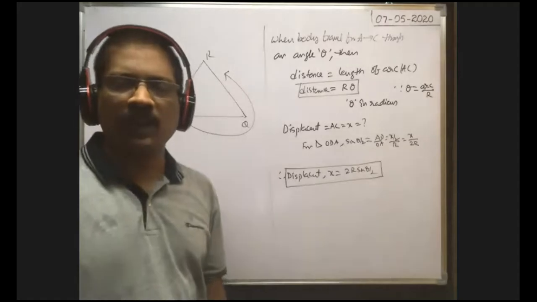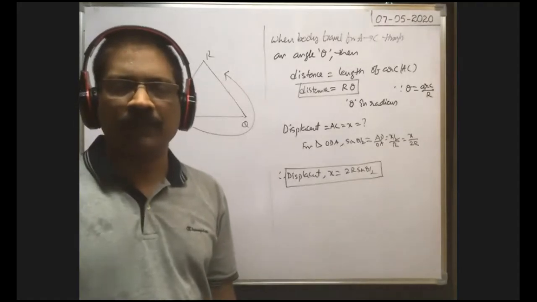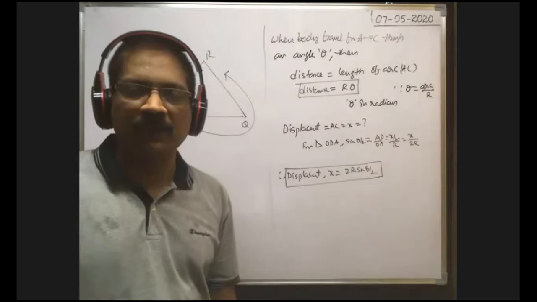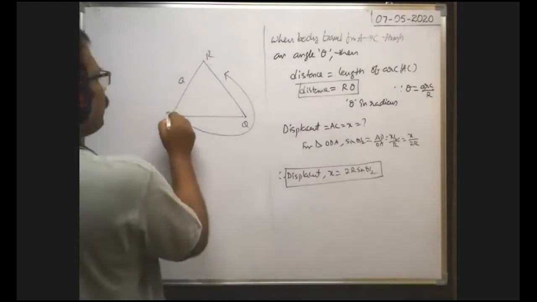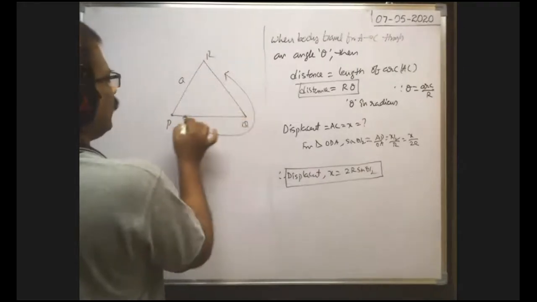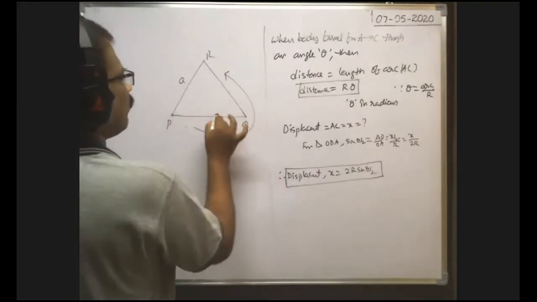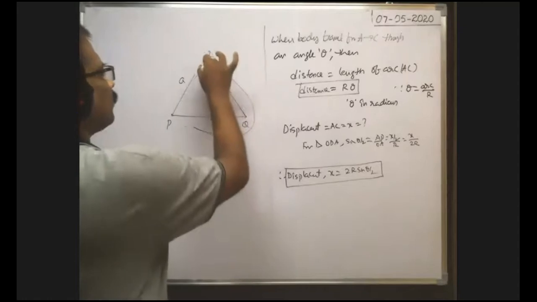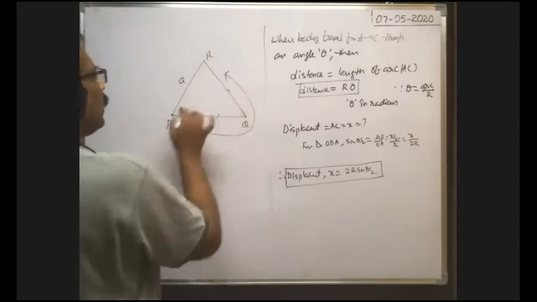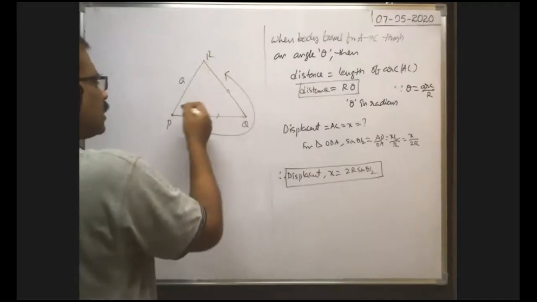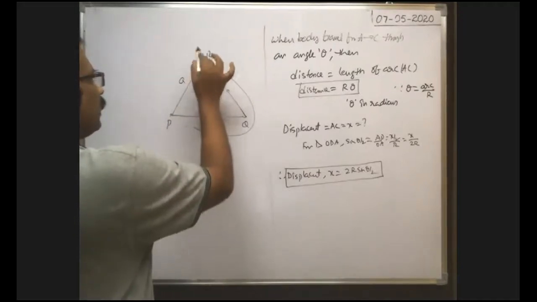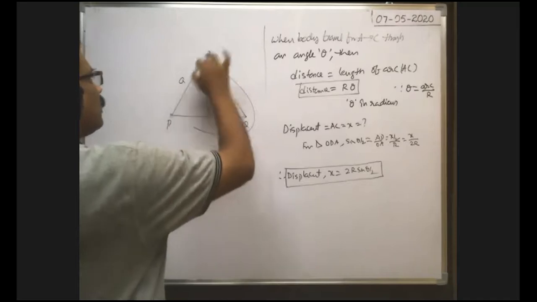2A. What about the displacement of your body? Displacement of your body is A. Very good. Now here, whenever the body travels from P to R through Q, the total length of the path covered by the body is the distance traveled, which is A plus A. Displacement means the initial point is this one, the final point is this one. The shortest distance between these two is A.